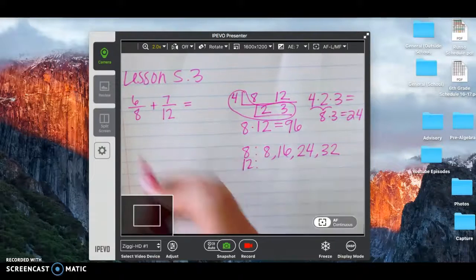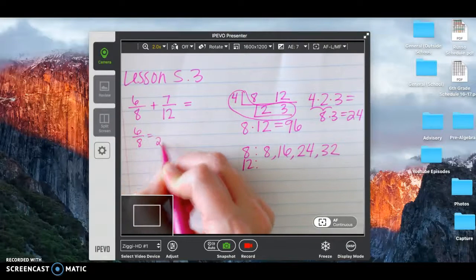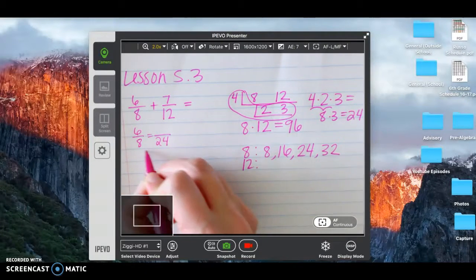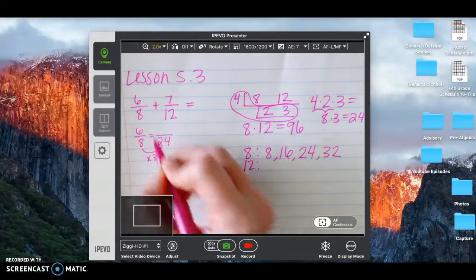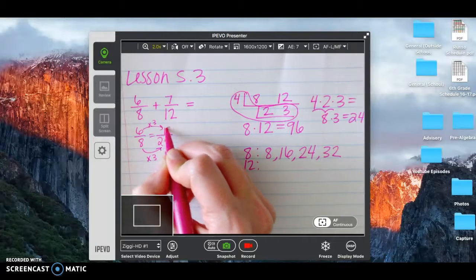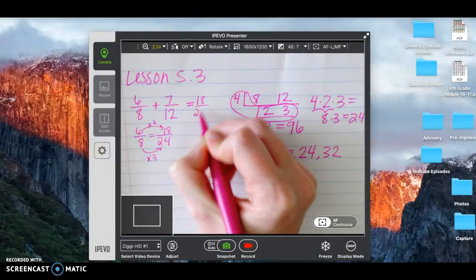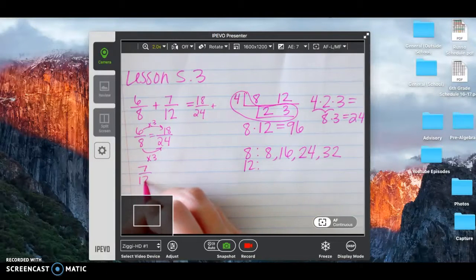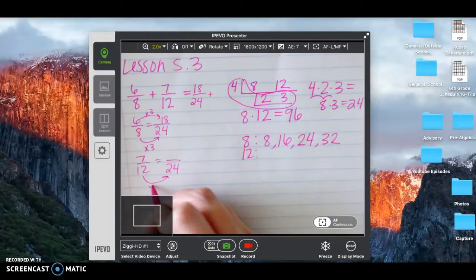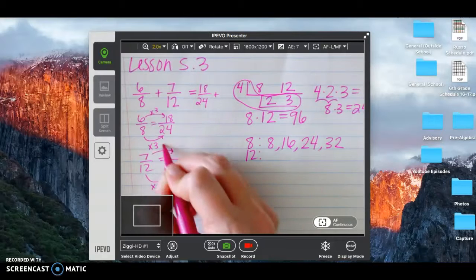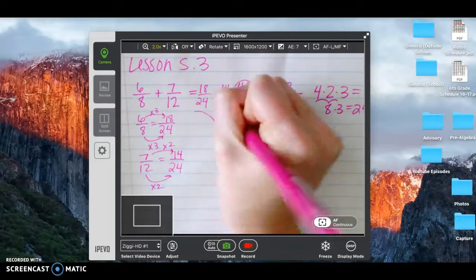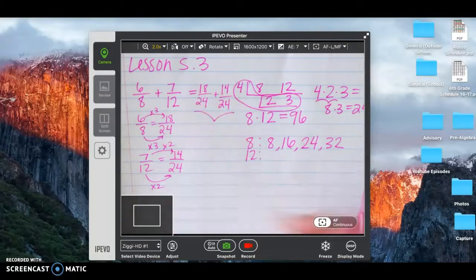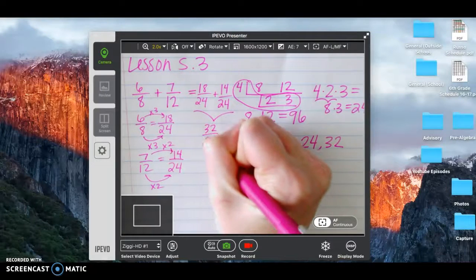So then I need to scale up both fractions to have a denominator of 24. So 6/8. If I think about how many 24ths that is, to get from 8 to 24, I multiply by 3. 6 times 3 will give me 18. So that's going to be 18 24ths plus, if I change 7/12 to have a denominator of 24, to get from 12 to 24, I multiply by 2. So I do the same in my numerator. 7 times 2 is 14. So now that I have a common denominator, I can add my numerators. 18 plus 14 is 32. Keep my denominator the same.